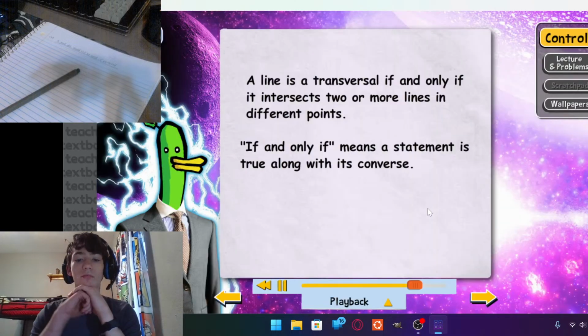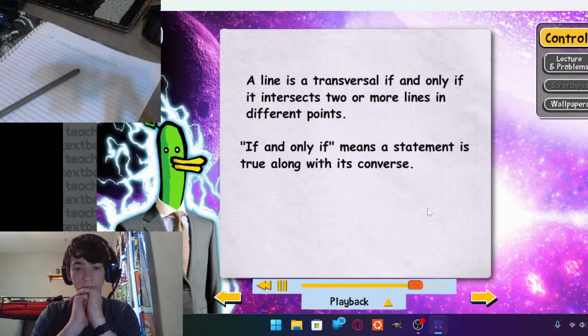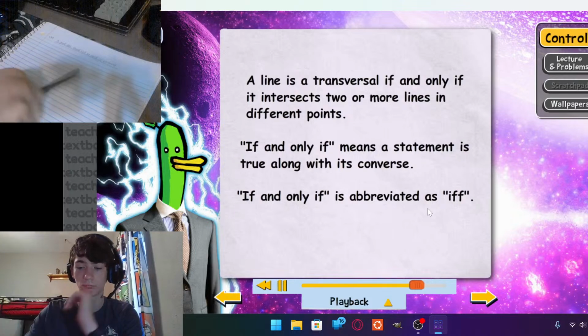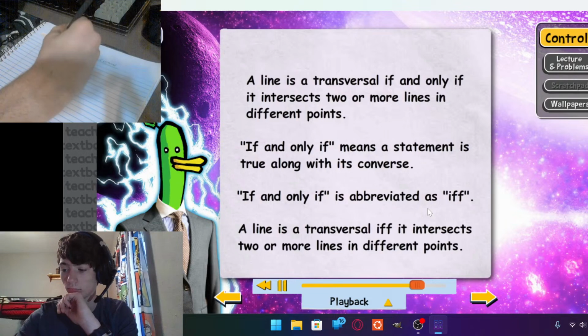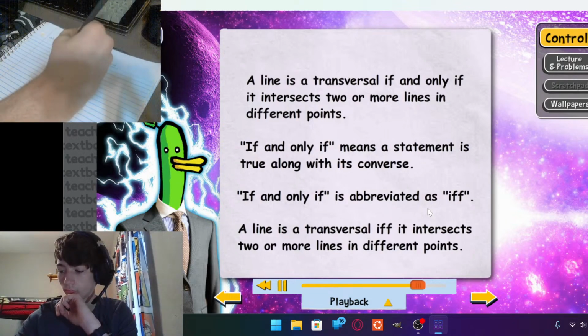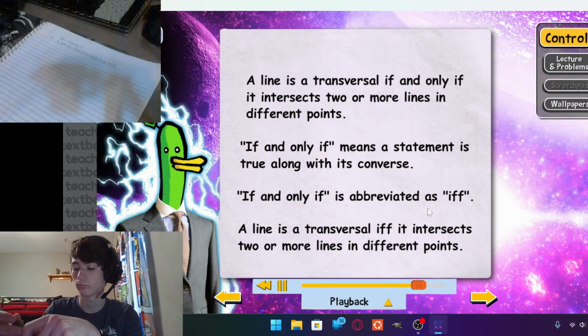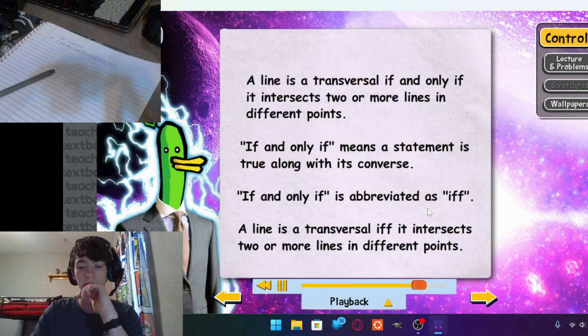And then to shorten this even further, a lot of people abbreviate the phrase if and only if. They write it like this, IFF. And so if we wanted to use this abbreviation, then this version would look like this. A line is a transversal if and only if, you would go ahead and say it all out, even though it just has IFF, if and only if it intersects two or more lines in different points. And that means the original definition of a transversal and the converse. I had them both up here a while ago.